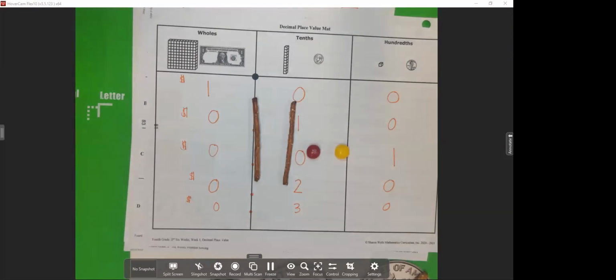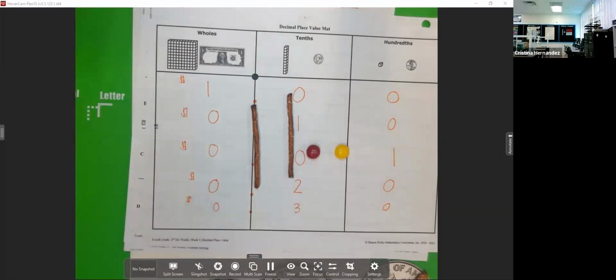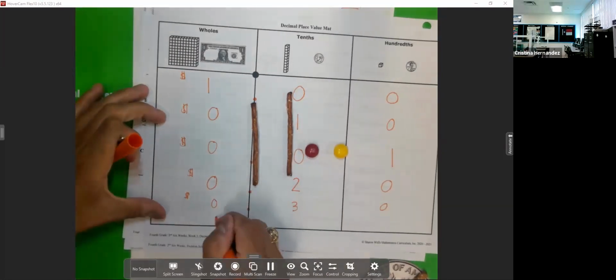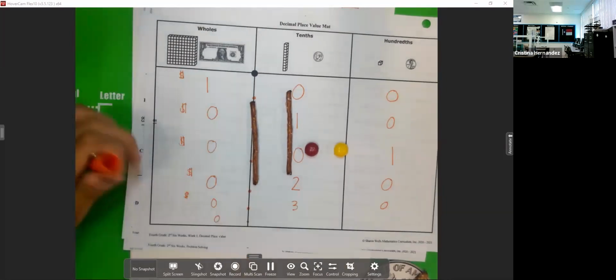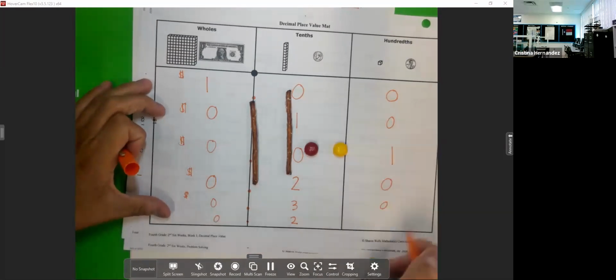Okay, do I have any dollar bills? No, so I would put a 0, right? How many tens do I have? 2. And then 2 pennies.